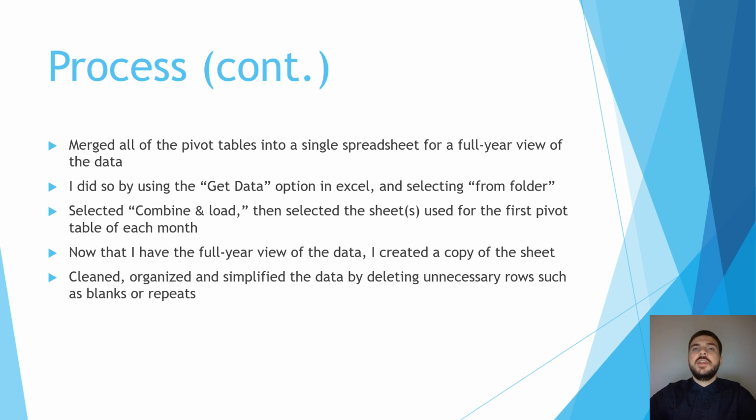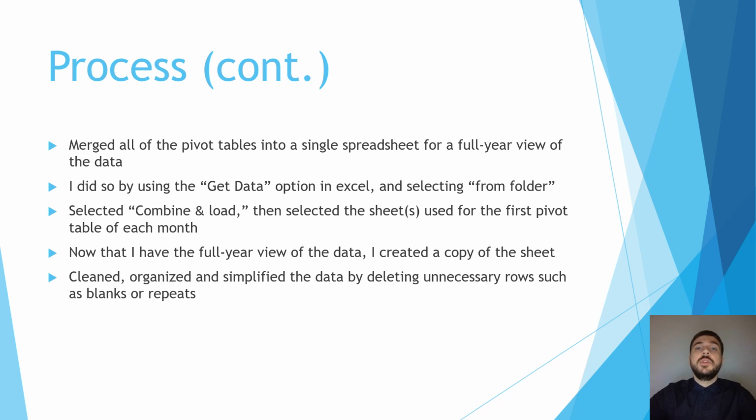First, I created a new blank empty Excel file. Then I selected the Get Data option in Excel, and then I selected the From Folder option. Then I selected Combine and Load, and then I selected the sheets used for the first pivot table of each month. Now, if you recall, we created 2 pivot tables for each month. The first pivot table focused on multiple things, such as ride length, the total count of rides that were taken, and the weekday the ride had occurred.